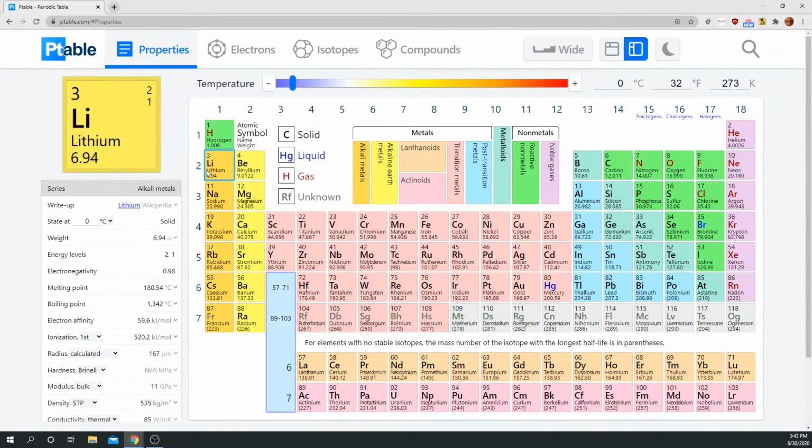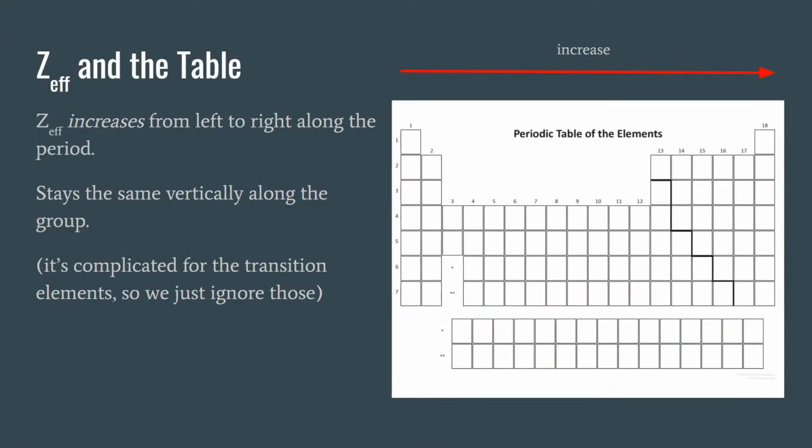Okay. So valence increases from left to right. Effective nuclear charge increases from left to right. It stays the same when you're within a group because they all have the same sort of valence. They all have the same setup, the same situation.